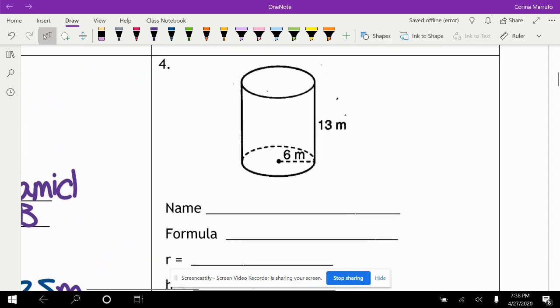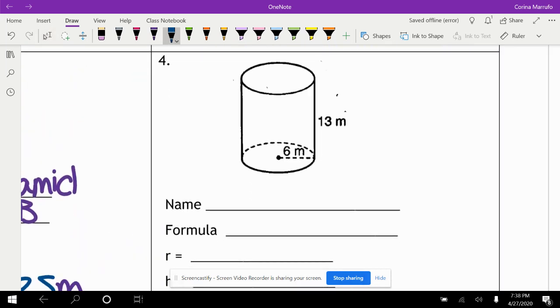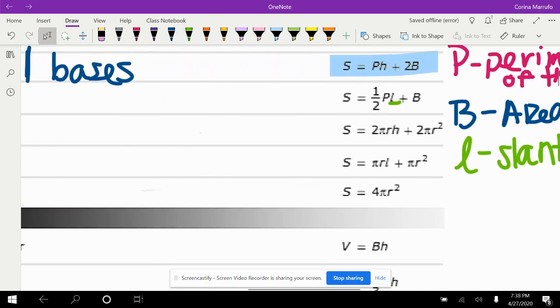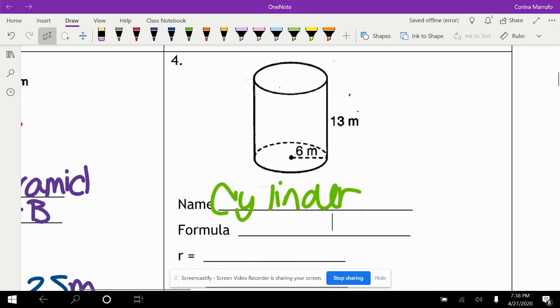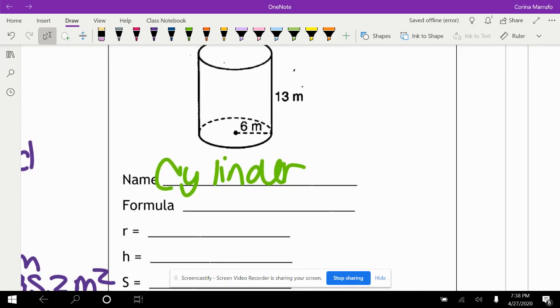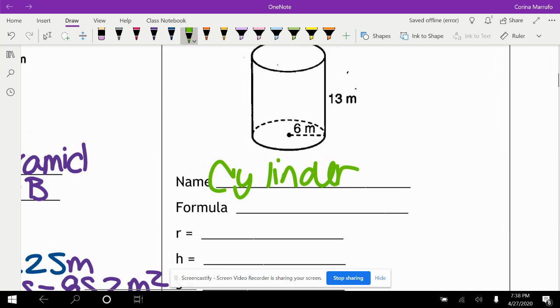All right, this next one. So we identify the shape. This is called a cylinder. And so the formula for a cylinder is going to be 2 pi r h plus 2 pi r squared. So I'm going to put it here. Surface area equals 2 pi r h plus 2 pi r squared.